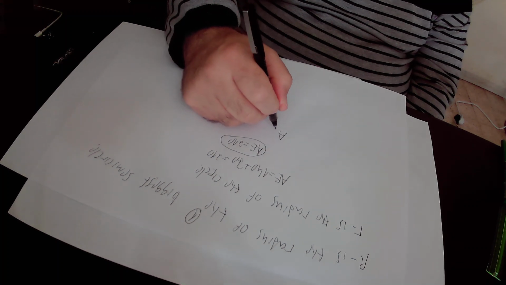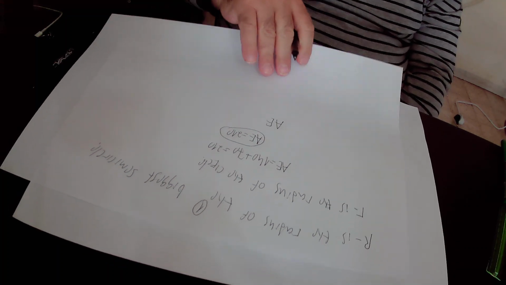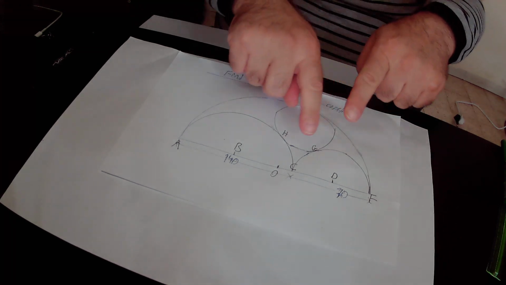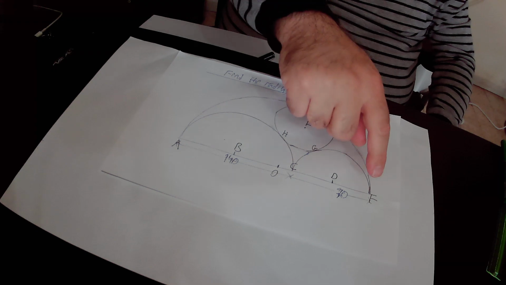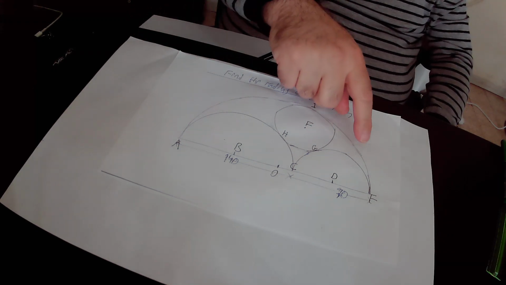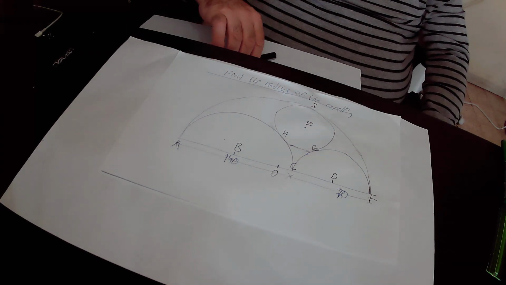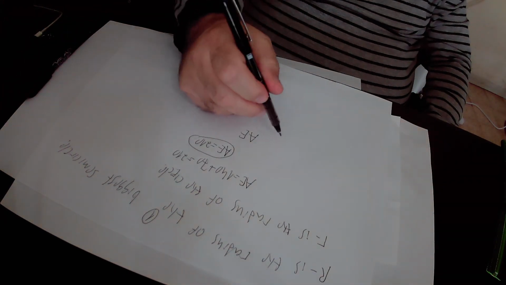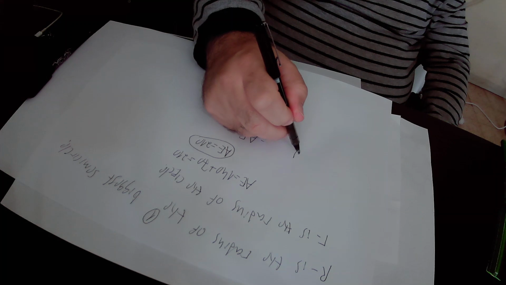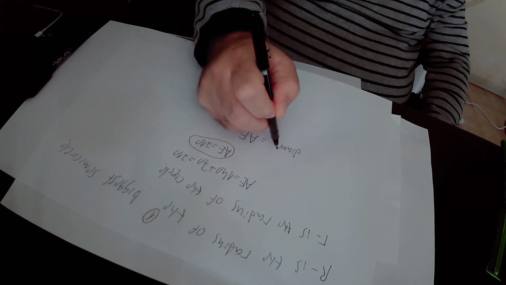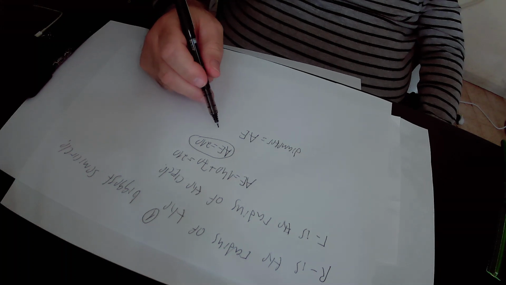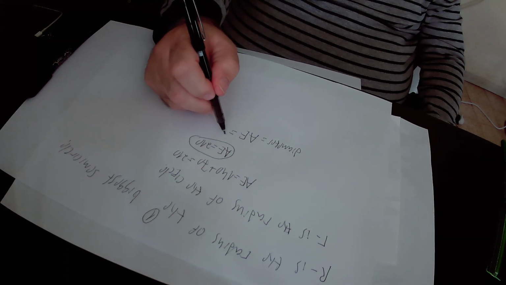But what is actually line segment AE? From the drawing it is very easy to see that line segment AE is the diameter of the biggest semicircle. Okay, so we can write down that AE is the diameter of the biggest semicircle, and we found out that AE equals 210 units.